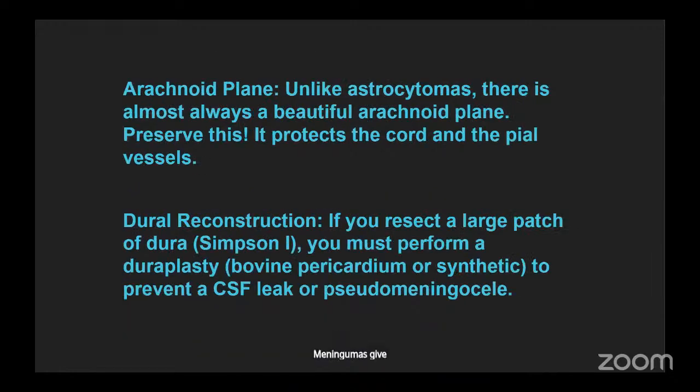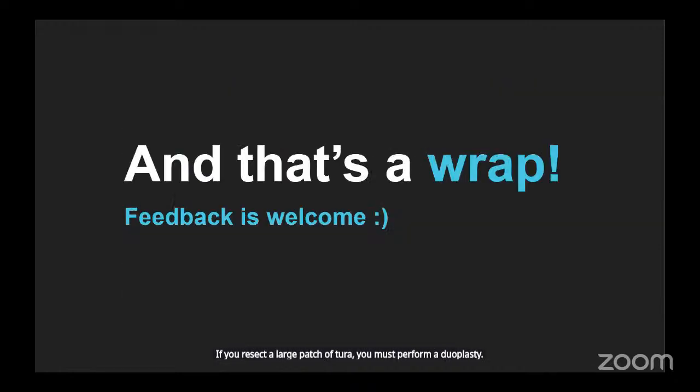Meningiomas give a beautiful arachnoid plane. You have to preserve that. It's going to protect the cord and the vessels. And dural reconstruction. If you resect a large patch of dura, you must perform a duroplasty.